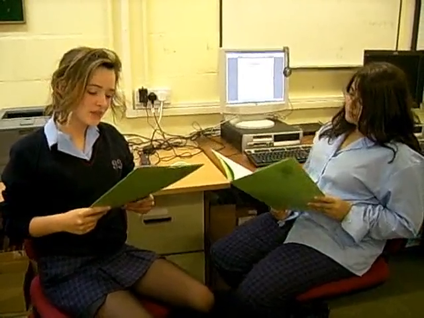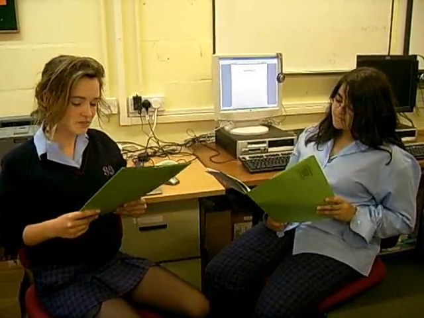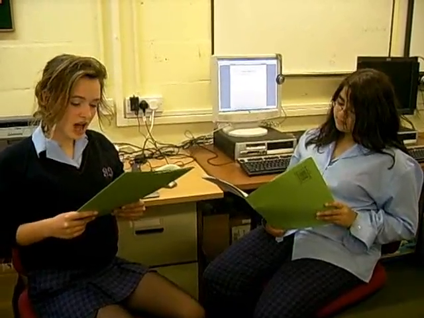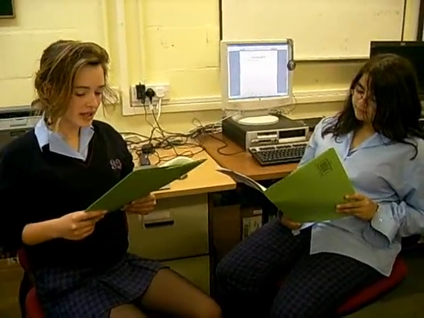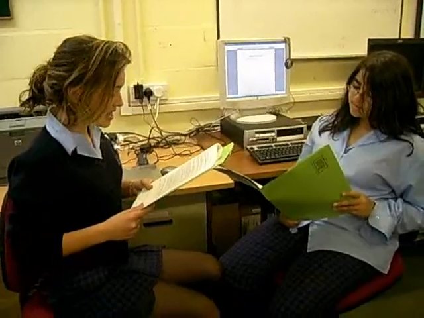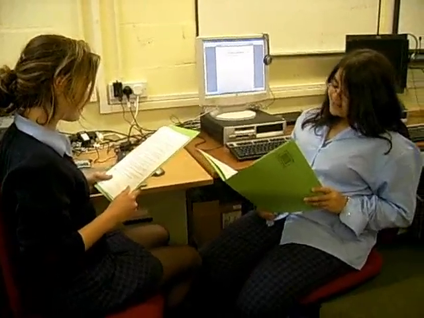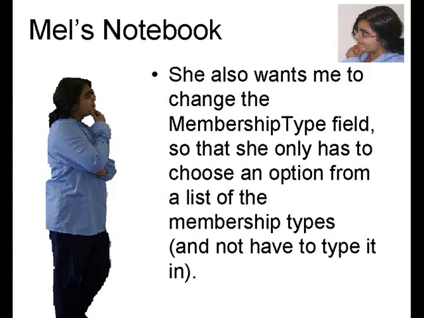There is one more thing. I was wondering if you could revise the system to make entering new members a little simpler for the user. Could you change the membership type field so that I only have to choose an option from a list of the membership types? This would be quicker to do and would prevent typing mistakes. It would also help when we have to change a person's membership type. Yes, that's a good idea. I can do that. She also wants me to change the membership type field so that she only has to choose an option from a list of membership types and not have to type it in.